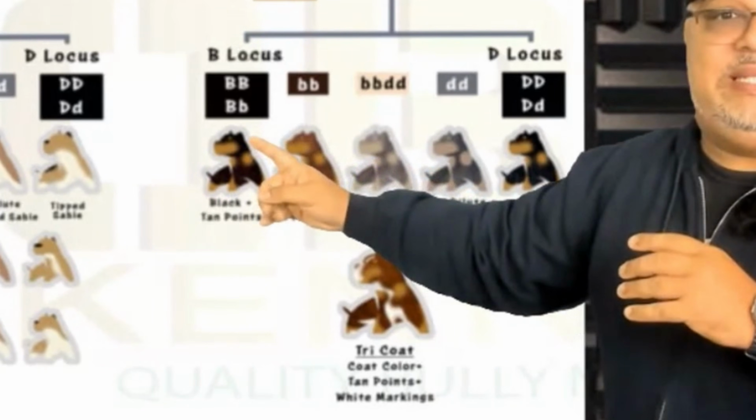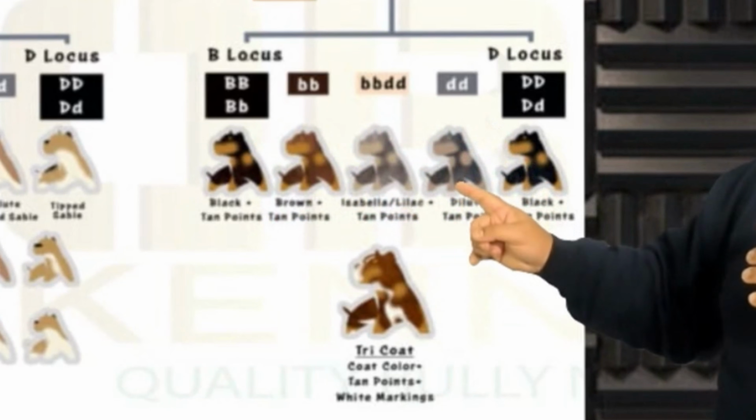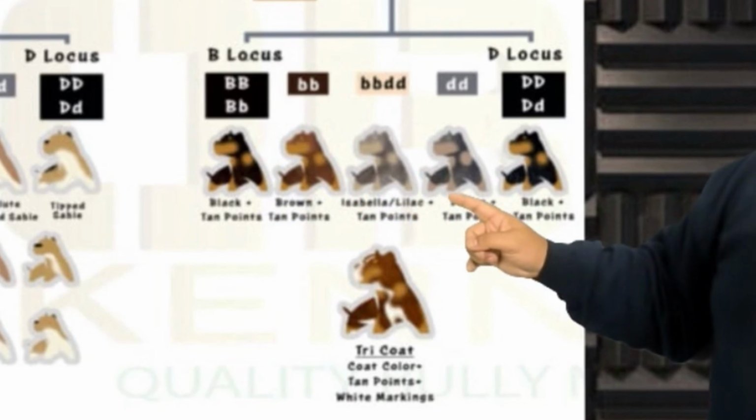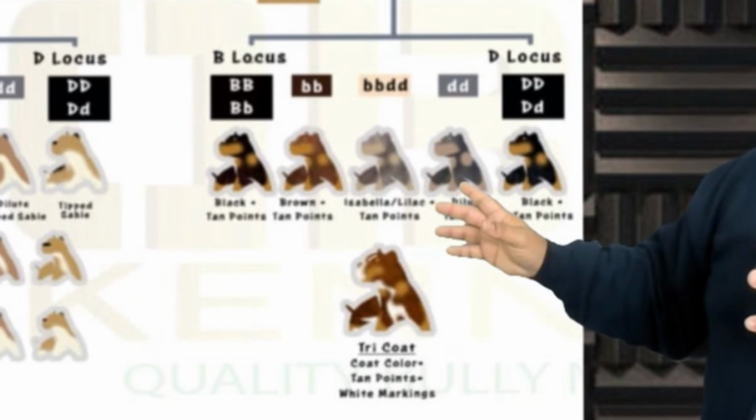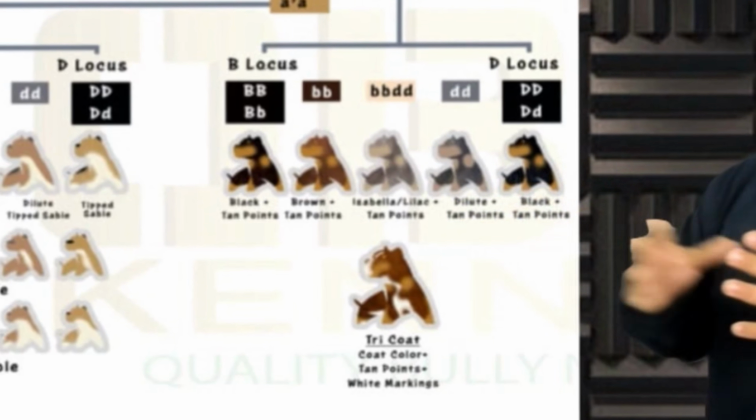Now, if you got this same black dog, yet we added dilution, it will then have a different shade of gray. We call that blue, and this will be a blue tri. If you have no dilution for this dog, then obviously you're gonna have a black tri.